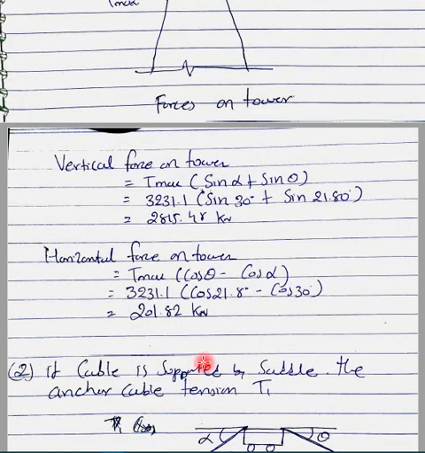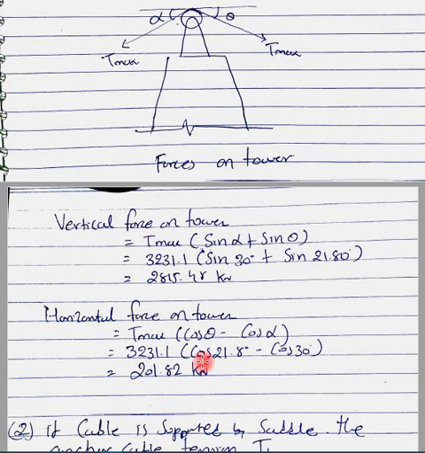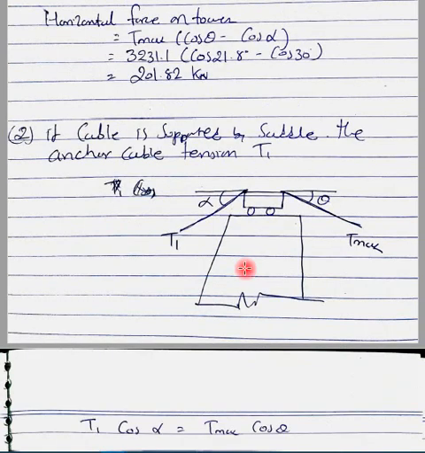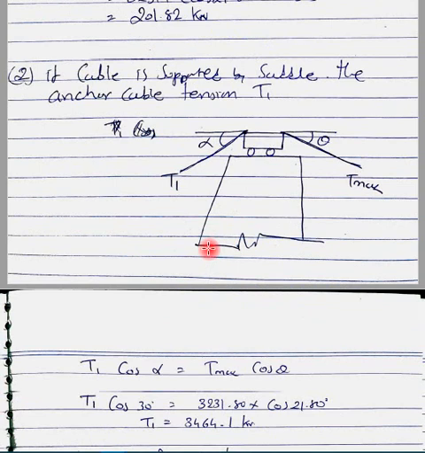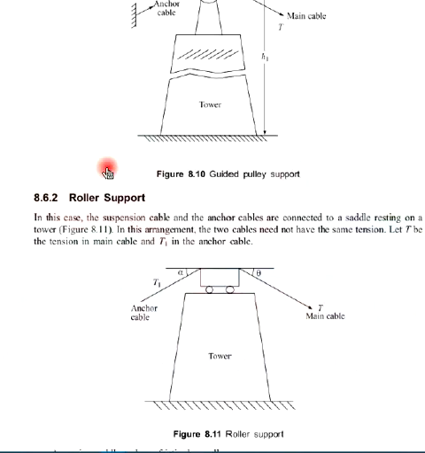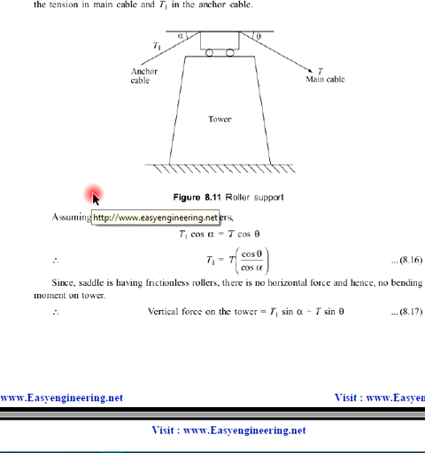Now we will do the calculation for our saddle system. As I told you, for a saddle system it is basically a roller support. In a roller support we generally have one vertical reaction and no horizontal reaction, or you can say no horizontal forces. So we only have one vertical component acting on the tower. For the roller support, or saddle, first of all we have to determine T1 and then we will find the vertical force on the tower.